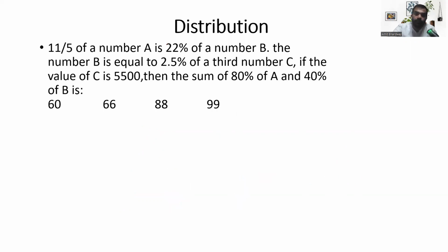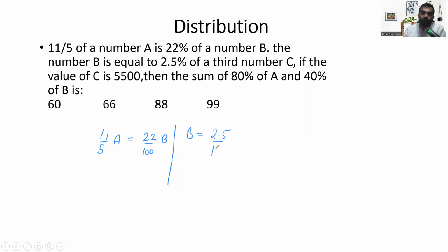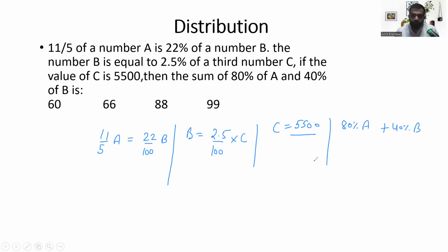Next question we have is this one. The question is 11 by 5 of a number A. 11 by 5 of a number A is 22% of B. Okay, this is the first data. Number B is equal to 2.5% of number C. Okay, if the value of C is given, which is 5500, you have to find out 80% of A plus 40% of B. Simple question. We know the ratio.